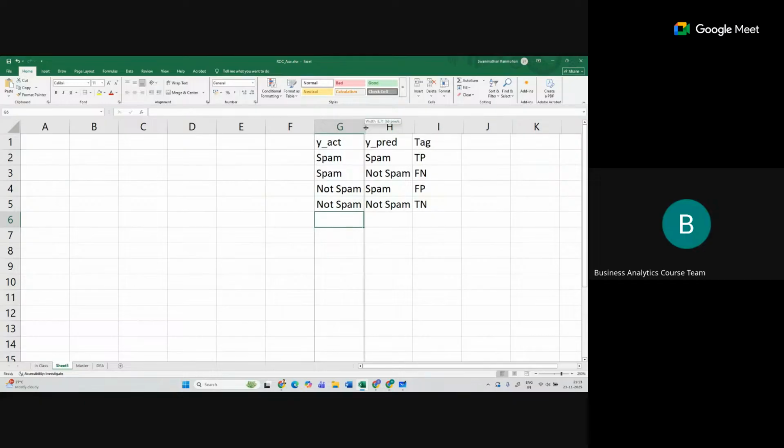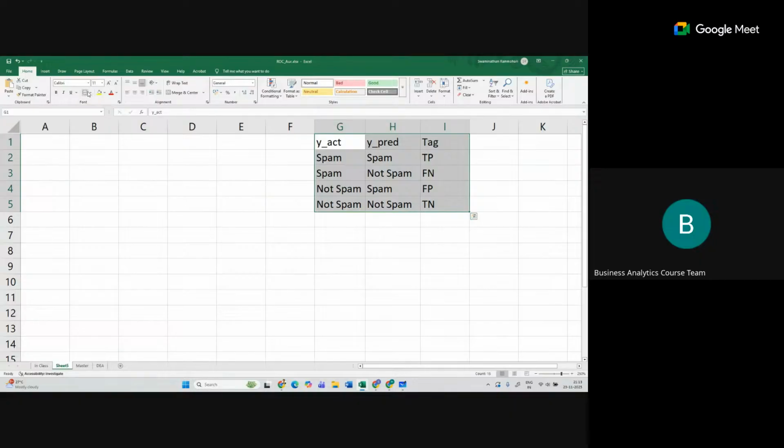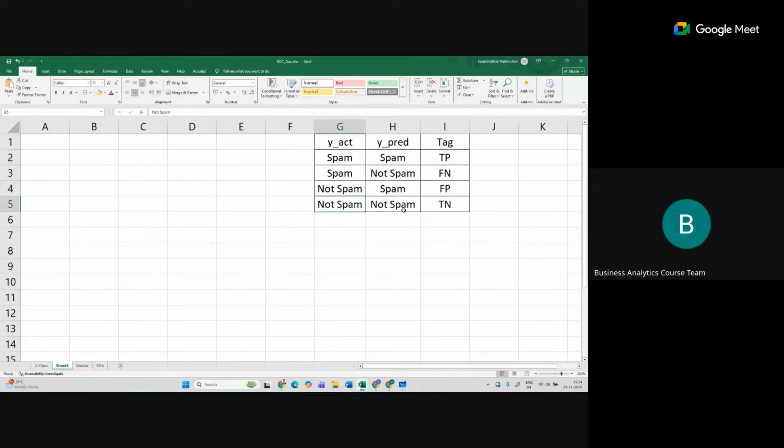Okay, is this clear? This is very important. Without this, we cannot proceed further. Have any doubts on this? Please do let me know. Spam and spam, it's true positive. Not spam and not spam is true negative. It is actually spam, you wrongly predict it as not spam, it is false negative. It is actually not spam, but you predict it as spam, it is false positive.